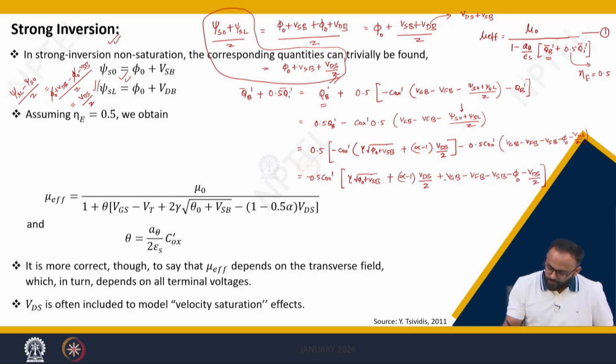Now if we see carefully, VGB minus VSB is what? VGS, right. So this term can be replaced as VGS.